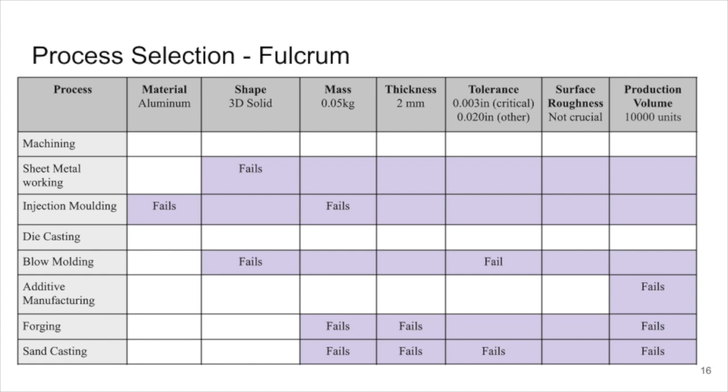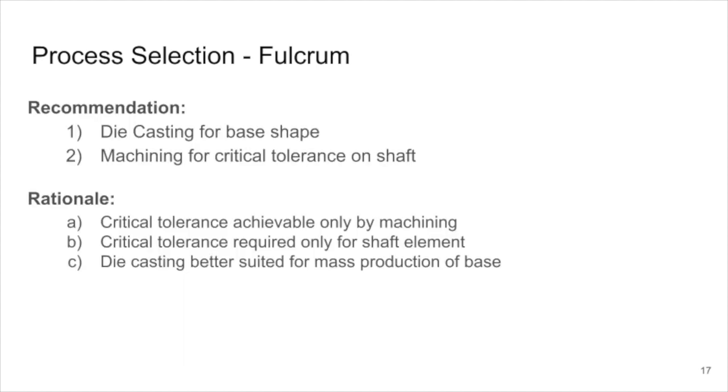Machining and die casting were found to be suitable processes, and our final recommendation would be die casting for the base shape, followed by machining of the shaft element to achieve the critical tolerance that is required only on the shaft element.